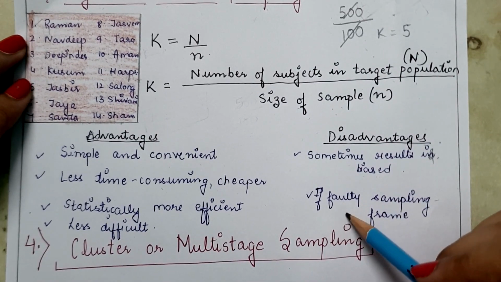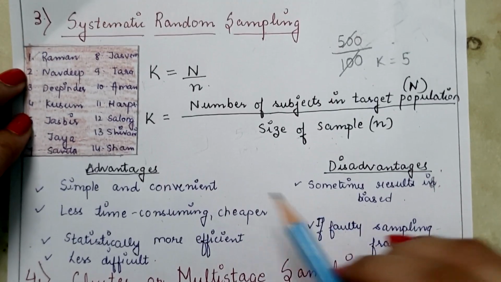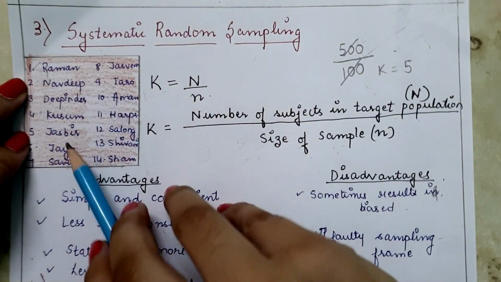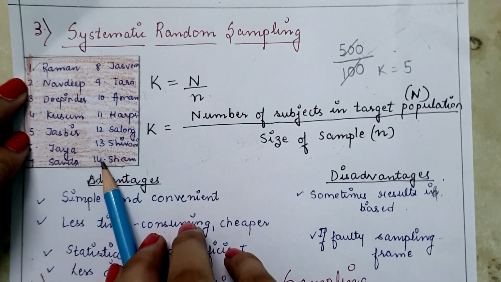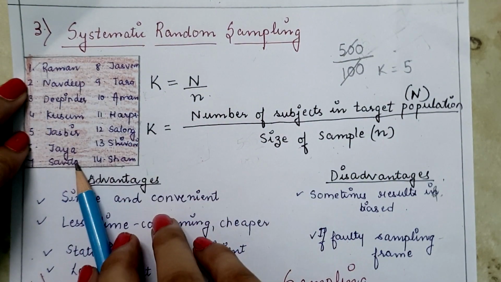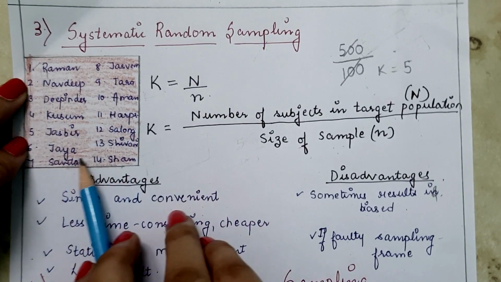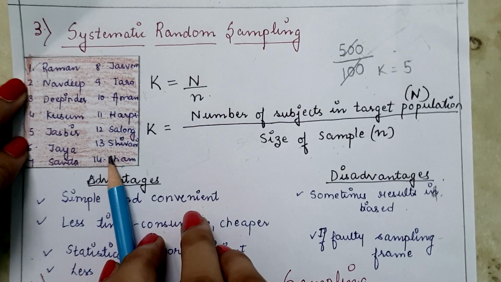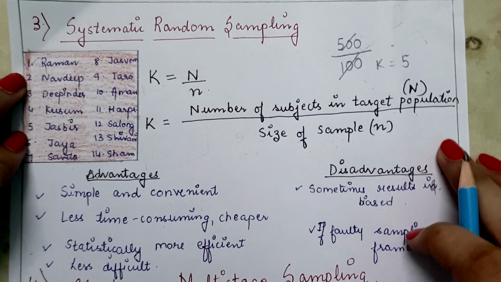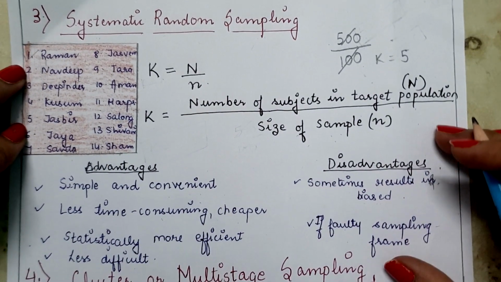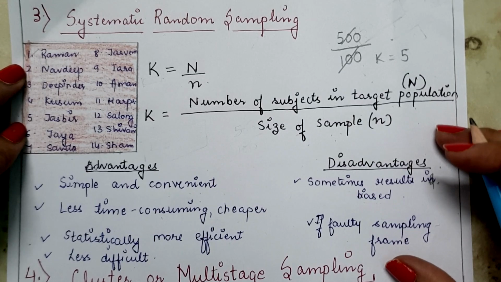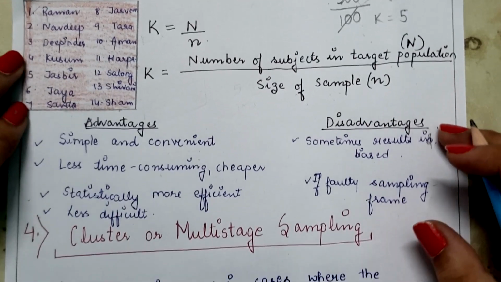And if there is a faulty sampling frame, for example, the sampling frame is not made randomly, meaning the sampling frame is made discriminately, that will also lead to bias, or that will also lead to a less accurate representation of the population.